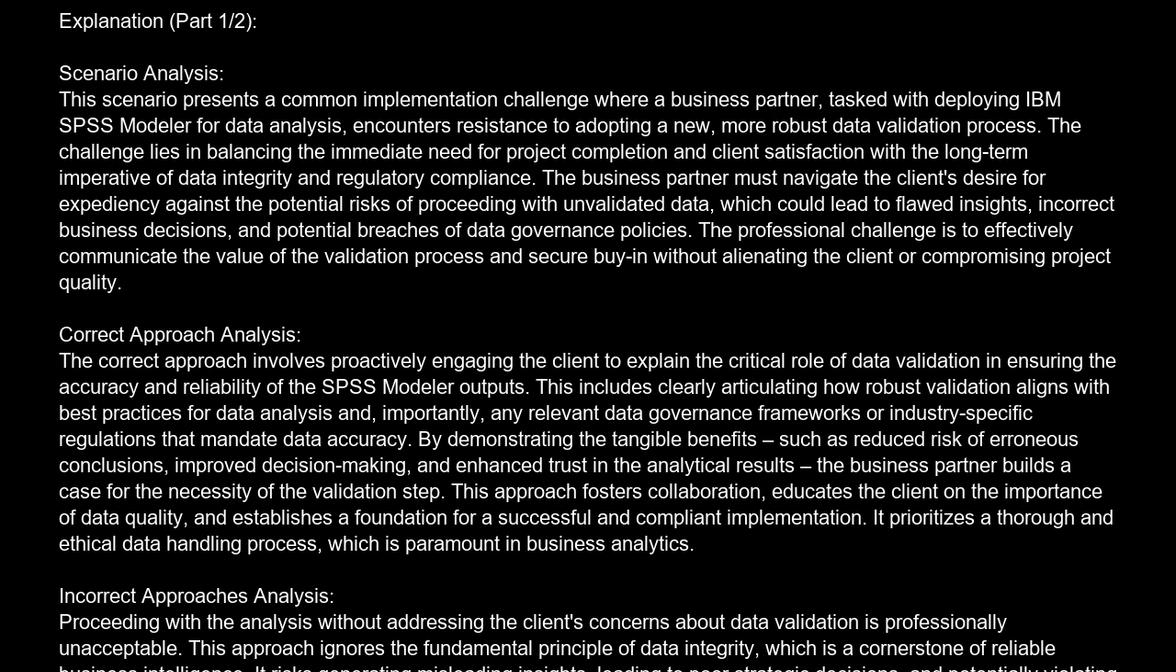Incorrect approaches analysis. Proceeding with the analysis without addressing the client's concerns about data validation is professionally unacceptable. This approach ignores the fundamental principle of data integrity, which is a cornerstone of reliable business intelligence. It risks generating misleading insights, leading to poor strategic decisions, and potentially violating data governance policies or regulatory requirements that emphasize data accuracy and trustworthiness. This failure to uphold data quality standards constitutes a significant ethical lapse and a breach of professional responsibility.